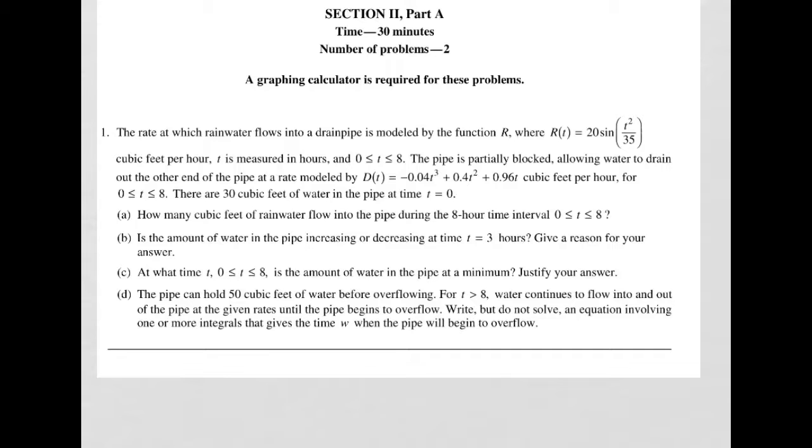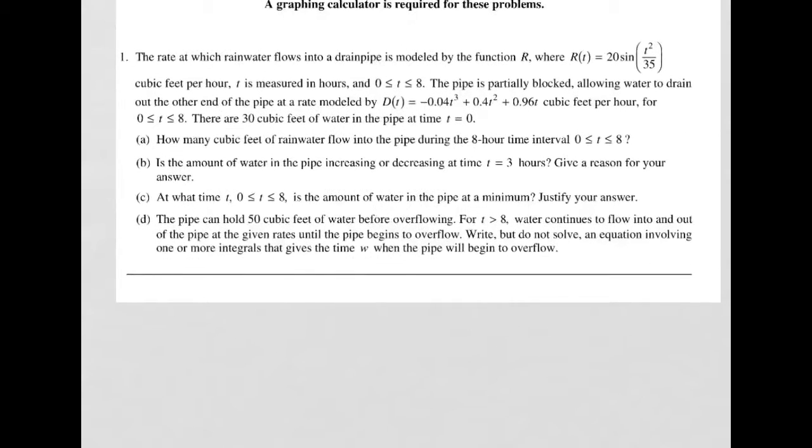The pipe is partially blocked, allowing water to drain out the other end of the pipe at a rate modeled by D of T, in cubic feet per hour, for T between 0 and 8. There are 30 cubic feet of water in the pipe at time T equals 0.